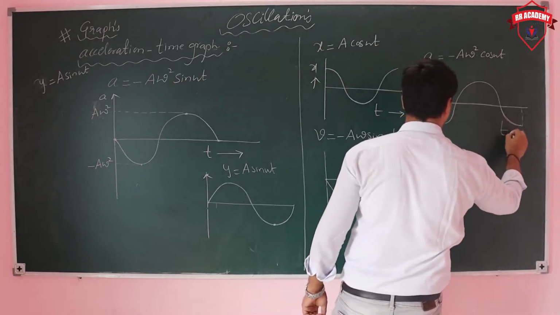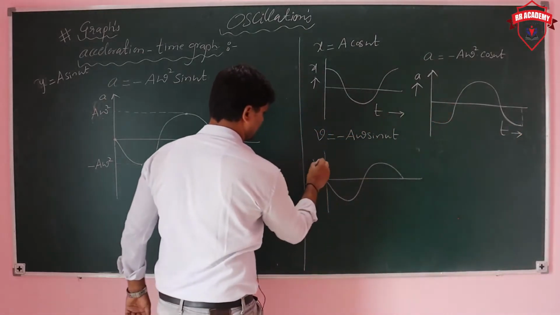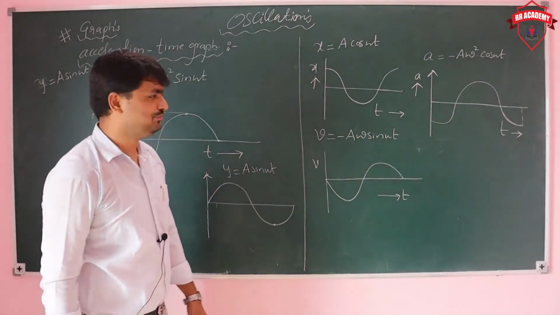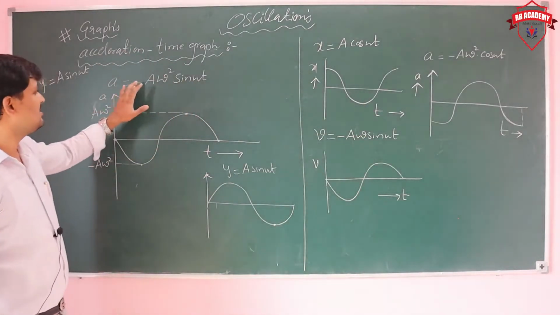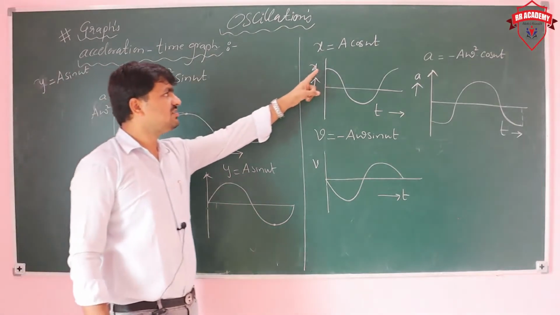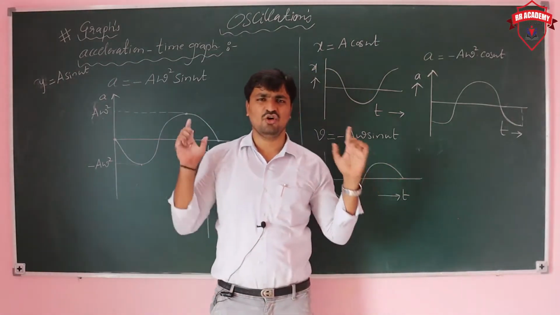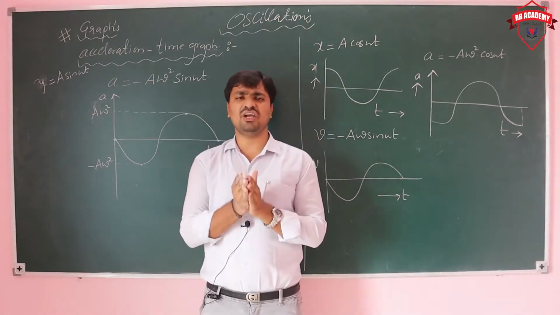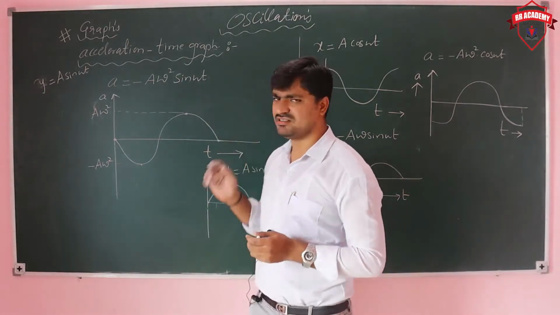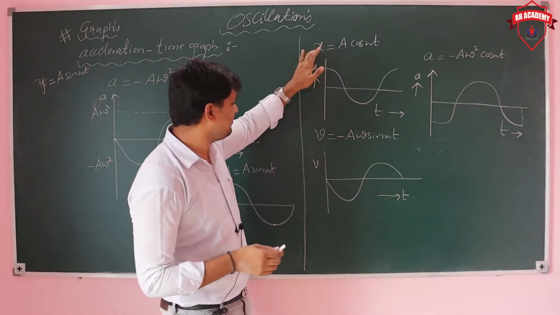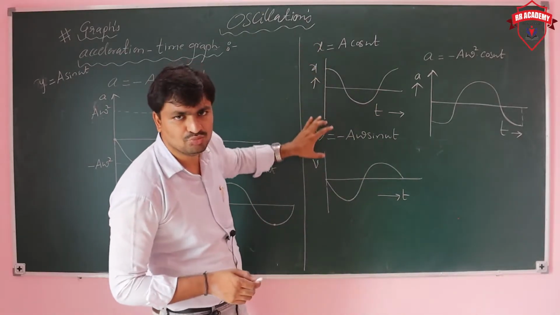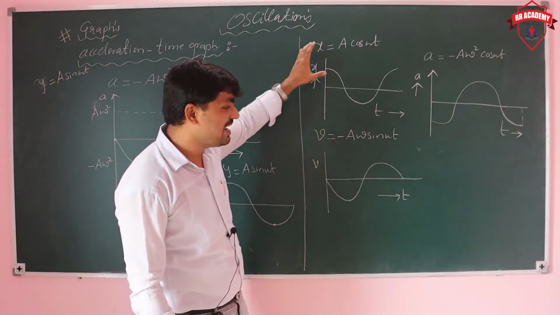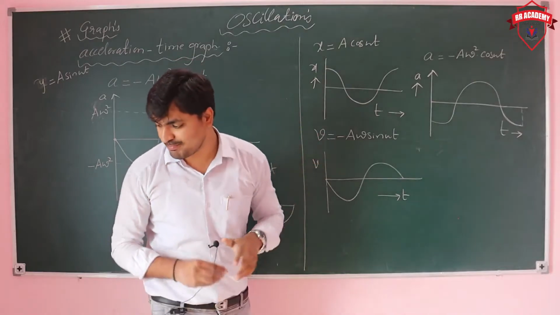Acceleration versus time, velocity versus time, and displacement versus time. This acceleration is in the form of a sine function, and this is in the form of cos functions. Whether we take cos or sine, we have to remember one thing: the phase difference between them. The phase difference between displacement and velocity is pi by 2.